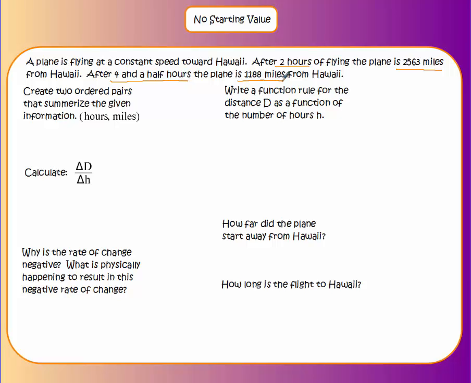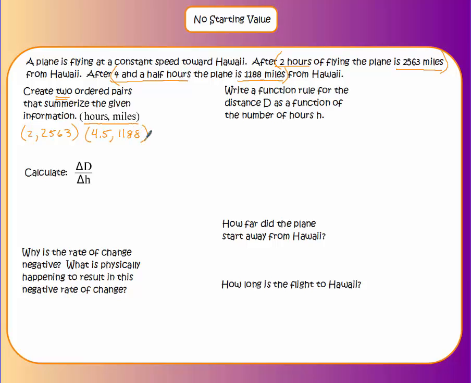So we're going to create 2 ordered pairs that summarize this information. Okay, and we're going to make these ordered pairs in terms of hours and miles. So the first ordered pair is this one up here. After 2 hours, that many miles. So the first ordered pair is going to look like this: 2, 2,563. Remember, we want 2 ordered pairs. So the other ordered pair is going to look like this: 4.5 and 1,188. That's 4.5 hours, and miles is 1,188.